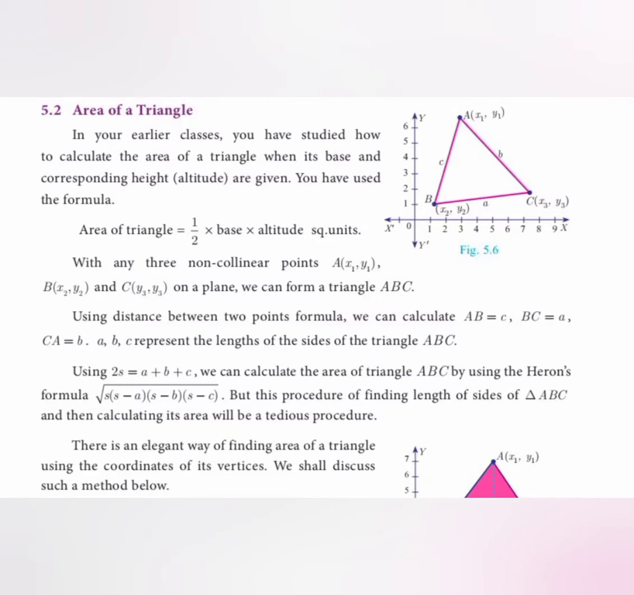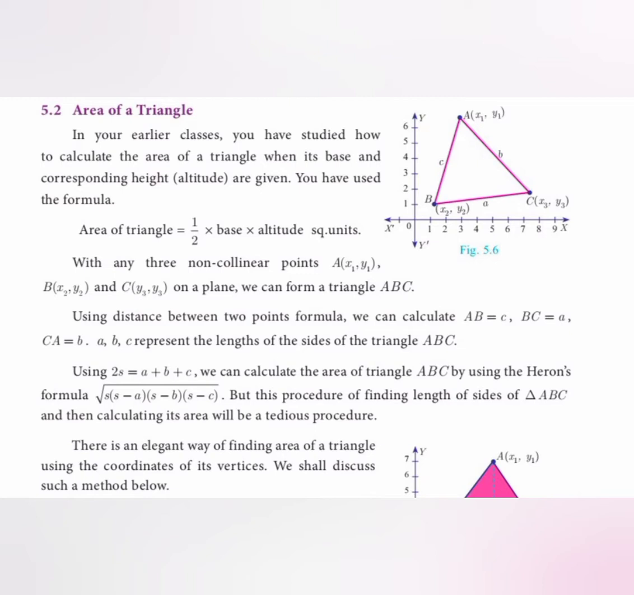Area of a triangle. In your lower classes you might have studied that area of a triangle is equal to half into base into altitude. Altitude is nothing but height. So whenever base and height are given, we can find the area of the triangle. Maybe you would have studied the distance formula, calculating the distance between the points and finding the lengths and then arriving at the area.